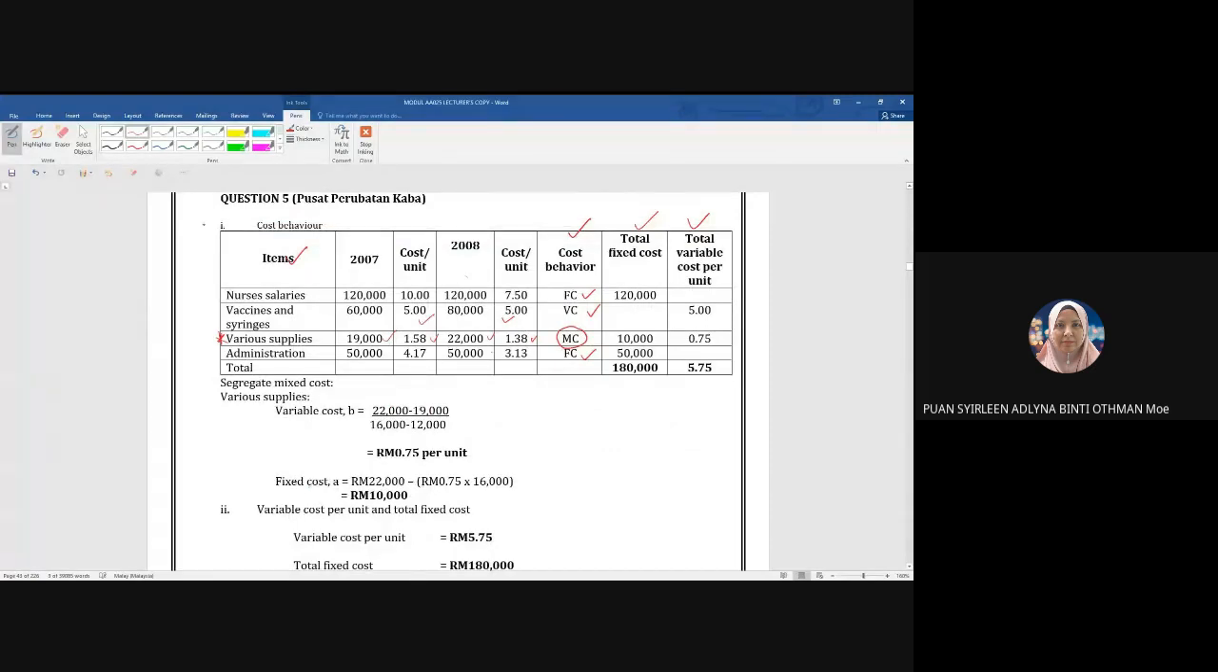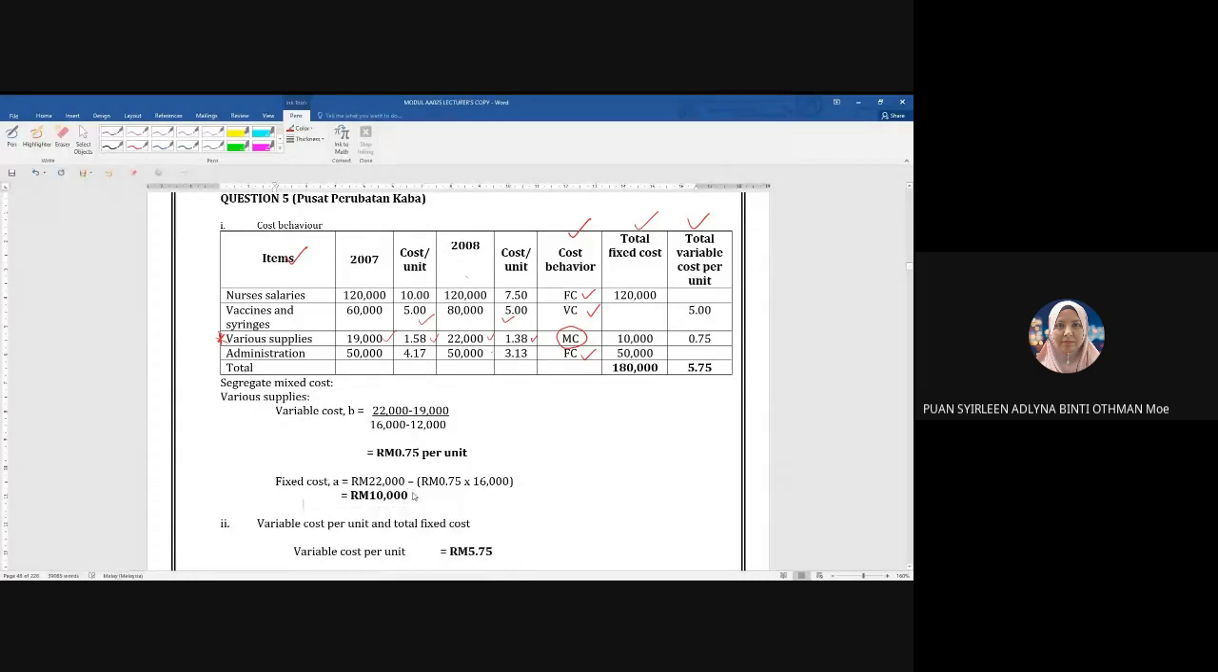Alright, so dah asing. And kita akan dapat variable cost ialah 75 cents untuk various supplies. And then fixed cost is 10,000 for various supplies. So your total for fixed cost ialah 180,000. Your total for variable cost per unit is RM5.75. Okay. Alright, so dia suruh form.